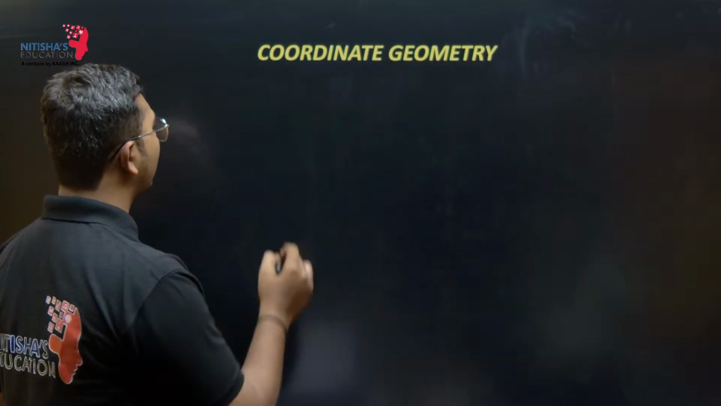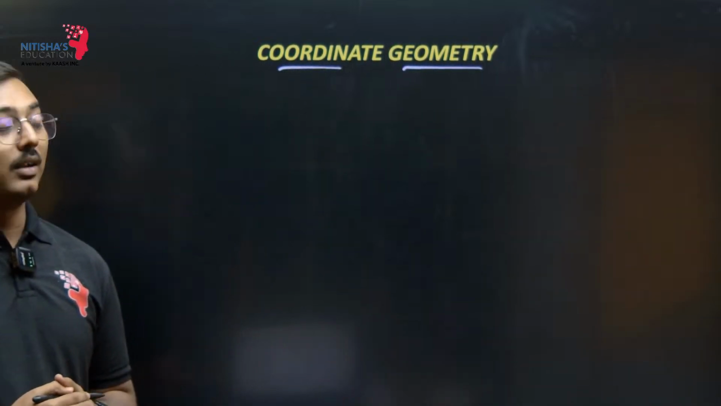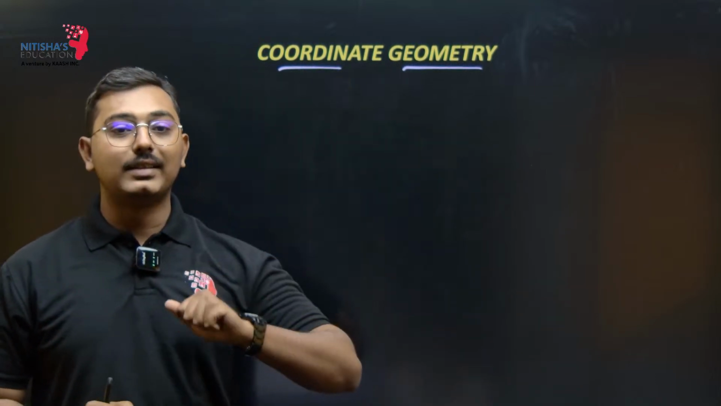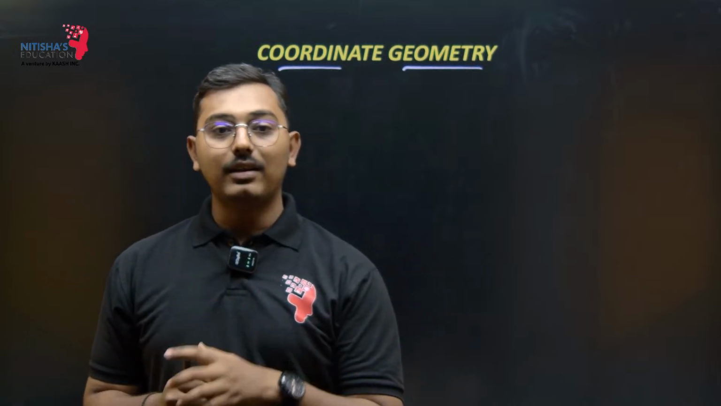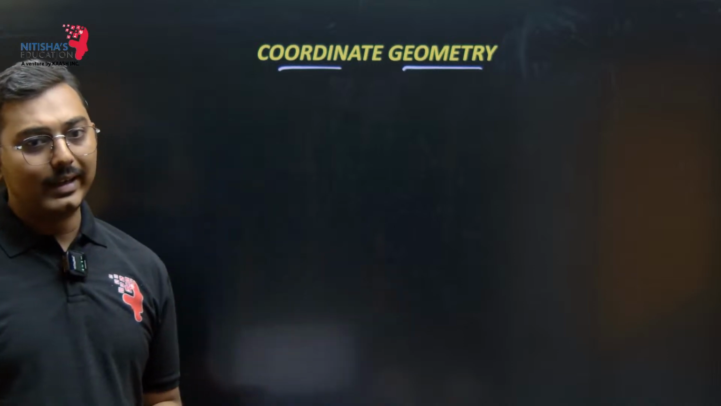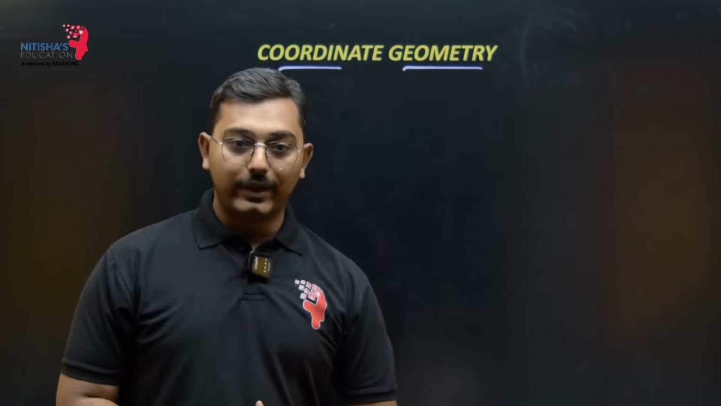First of all, the word coordinate and then another word is geometry. What does it mean? It is nothing but the geometry of a graph, because we know that coordinates are nothing but the abscissa and ordinate of any point. So any geometry related to the graphs is considered as coordinate geometry.